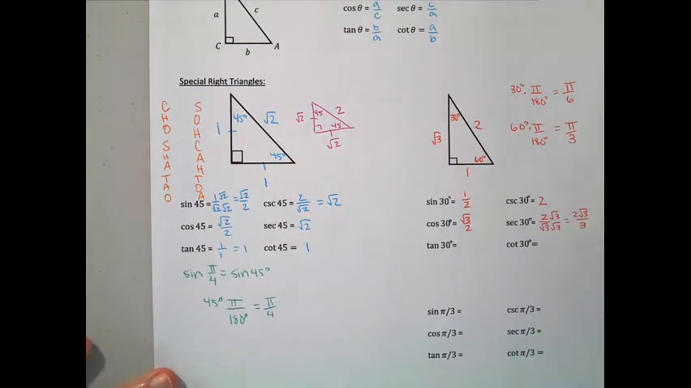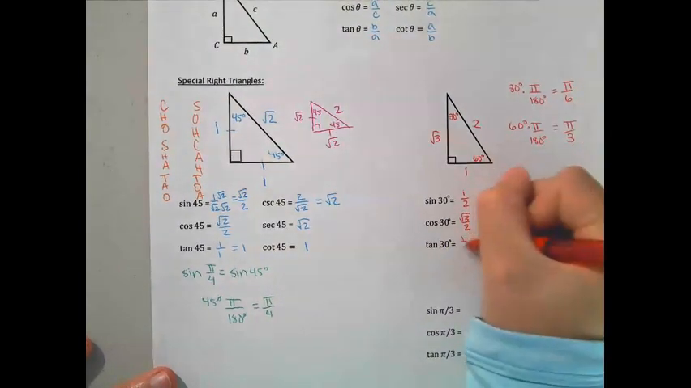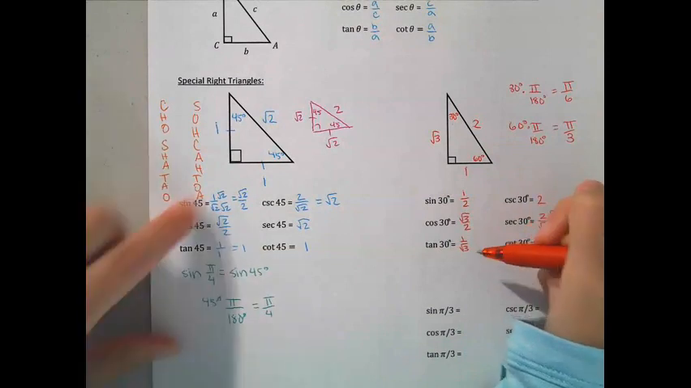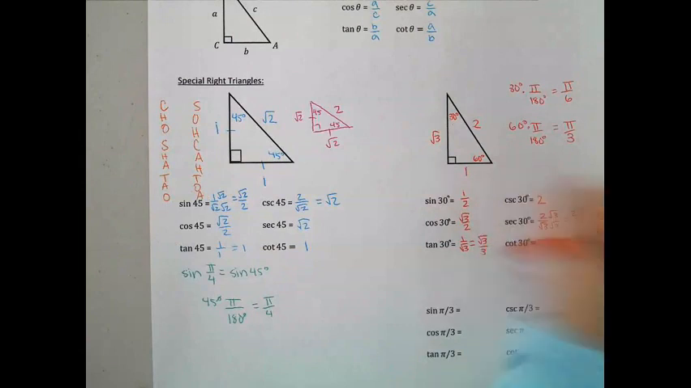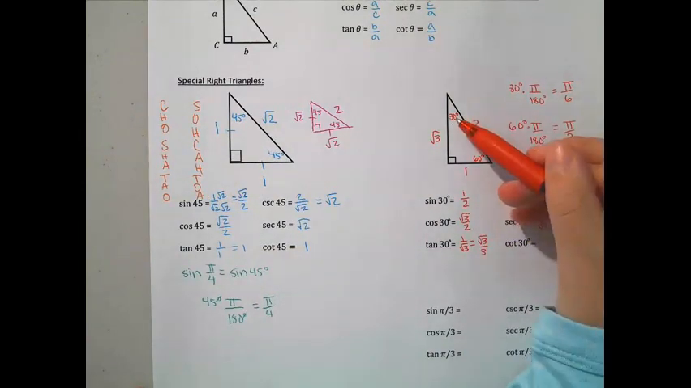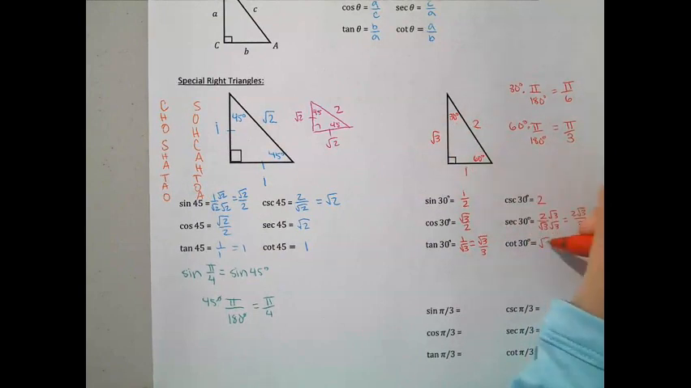Then tangent of 30 is going to be opposite over adjacent, so 1 over root 3. And this one's going to be very similar to what happens with the 1 over root 2. So this will end up, once you rationalize it, root 3 over 3. And then your cotangent is going to be, instead of 1 over root 3, root 3 over 1, or just root 3.